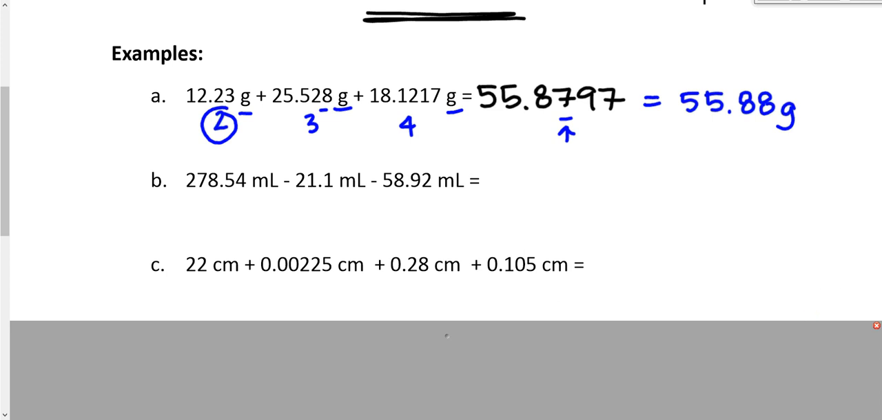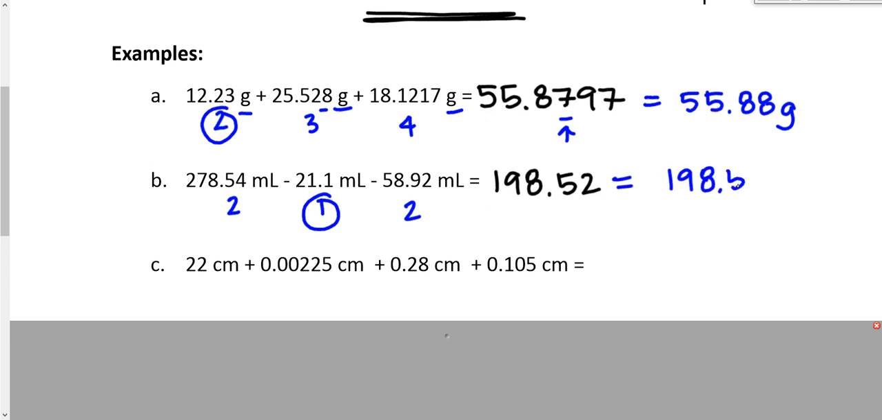So the next one, I've got 278.54 milliliters minus 21.1 milliliters minus 58.92 milliliters. So when I type that all in my calculator, my answer is 198.52. So now I have to go check and see what do I round it to. So this first number, the 5 and the 4, so I've got 2 numbers after the decimal. The second one I only have 1. And the third number I have 2, so my smallest amount is 1. So I have to round this one as well and make this 198.5, and that's it. The 2 does not make the 5 round up. My units would be milliliters for this.